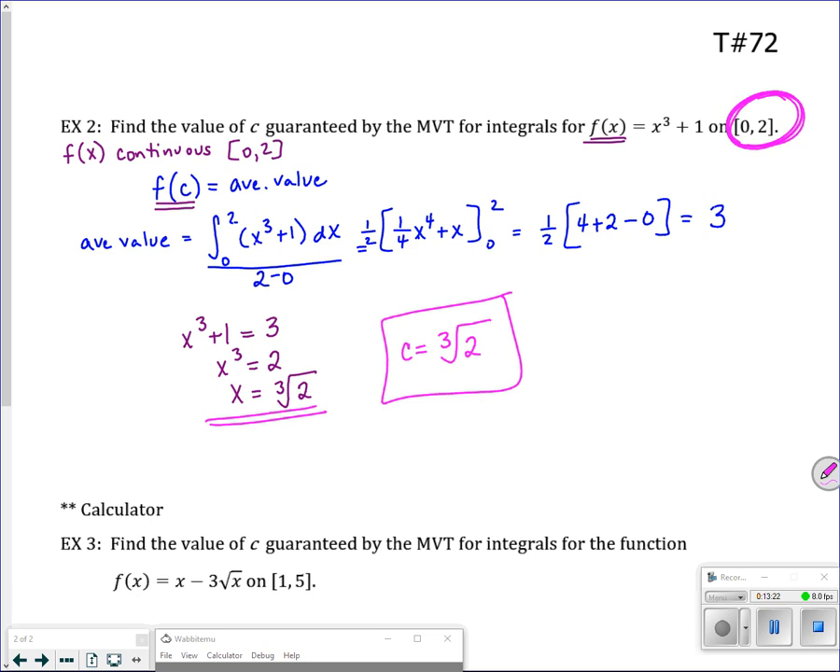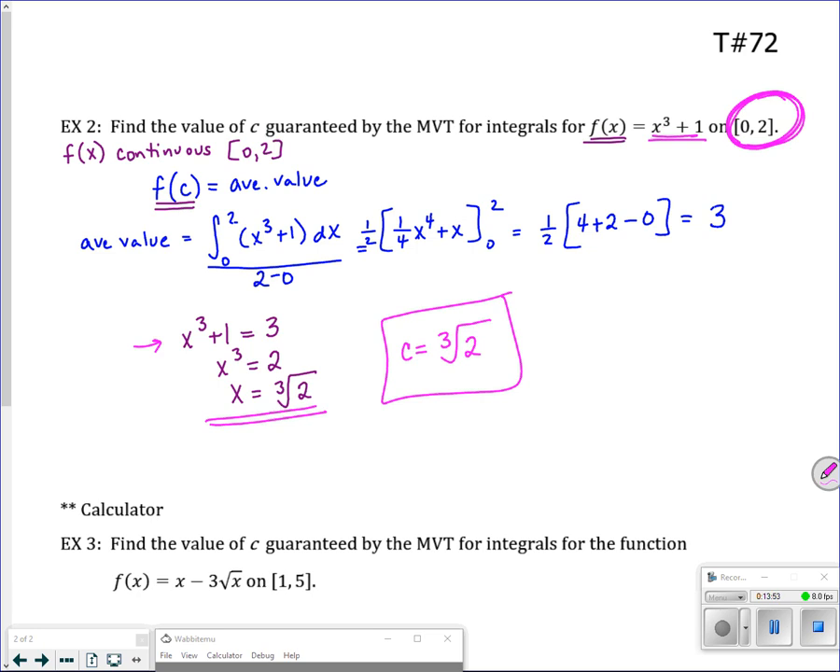So once I get the average value, I set my equation equal to the average value. I solved and I got my C's. So that is how I do that. Now that was with the non-calculator, and your homework is actually broken up into a non-calculator and a calculator section. So again, follow it.